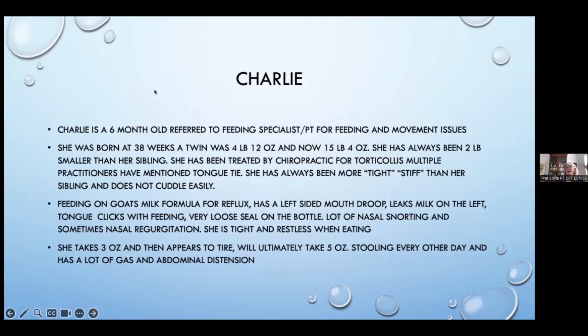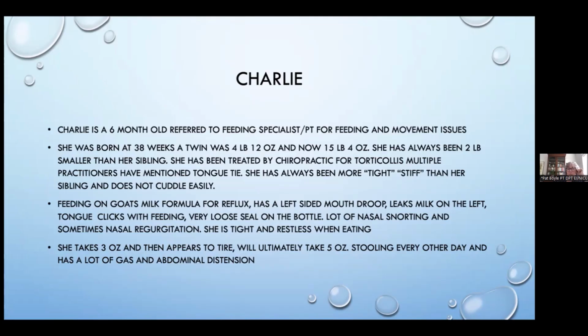So here's my case study, and we can all talk amongst ourselves. She's literally a child I've seen in the last month. And she was referred to a feeding specialist and physical therapy for feeding and movement issues. She was born at 38 weeks. She was a twin. She was about 4 pounds, 12 ounces. She's now 15 pounds. So no, are you worried? She's 6 months old. Are you worried about her weight? No. But she's got a twin, and she's always been 2 pounds smaller than her sibling.